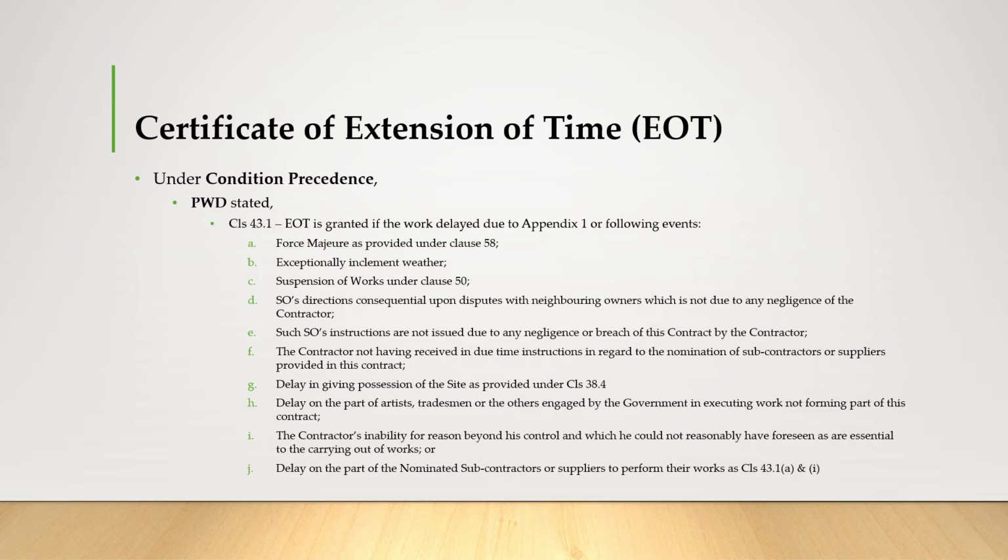The contractor's inability, for reasons beyond his control and which he could not reasonably have foreseen, and which are essential to the carrying out of works, and also delay on the part of the nominated subcontractors or suppliers to perform their works, as in clause 43.1(a) and (i).